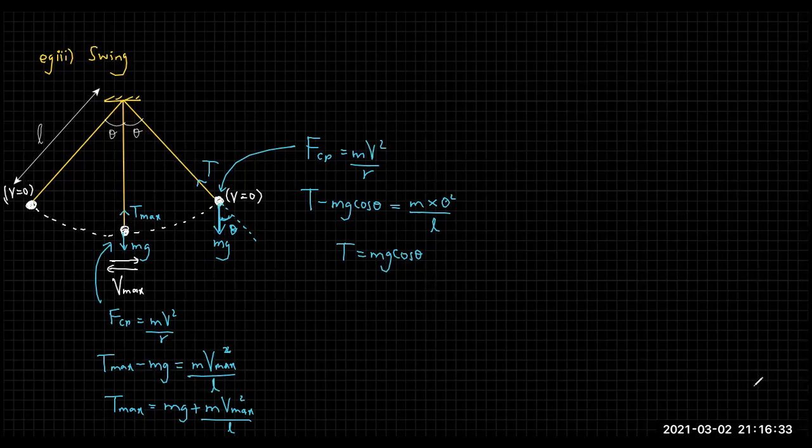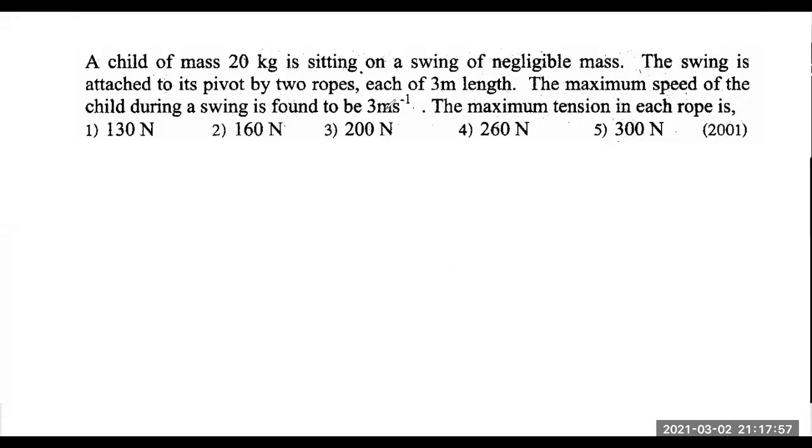Good. So we are done with this, and let's quickly try a past paper question to wrap this up. Right. So the swing question from a past paper book comes from 2001. A child of mass 20 kg is sitting on a swing of negligible mass. So the swing has negligible mass. The swing is attached to its pivot by 2 ropes. So we have to be a little careful. It is connected to 2 ropes like this.